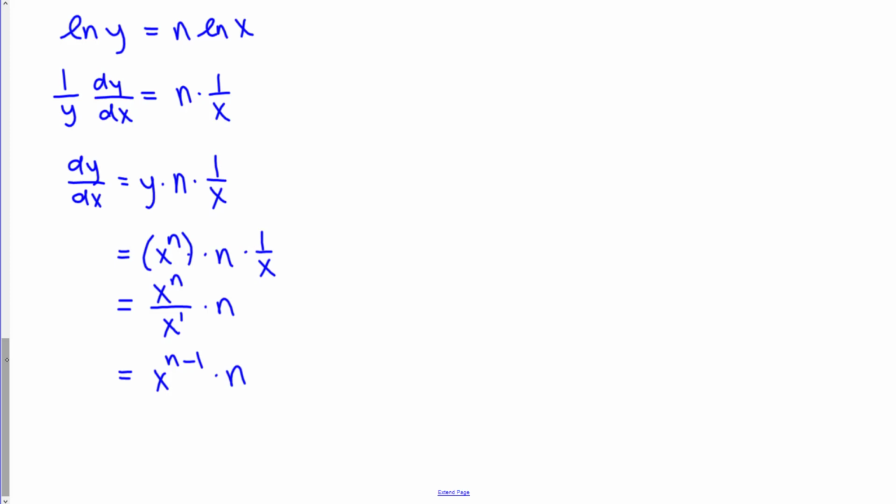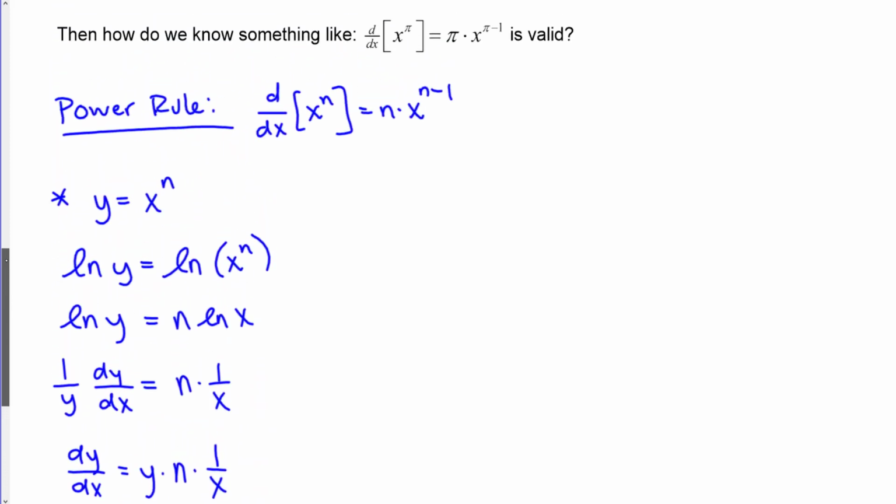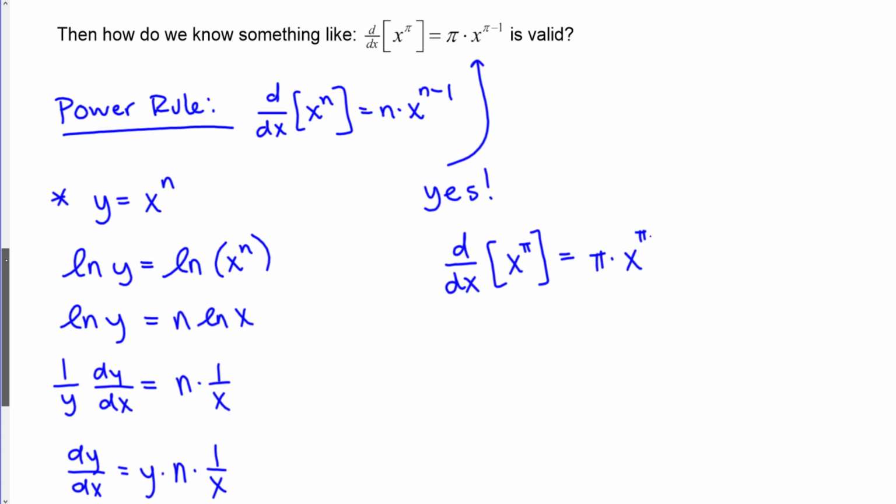This logarithmic differentiation is extremely important to us. So now, in terms of this question right here, yes, if we want to do the derivative with respect to x of x to the power pi, we can absolutely do that. It's pi times x to the pi minus 1. And that's our answer for that derivative.